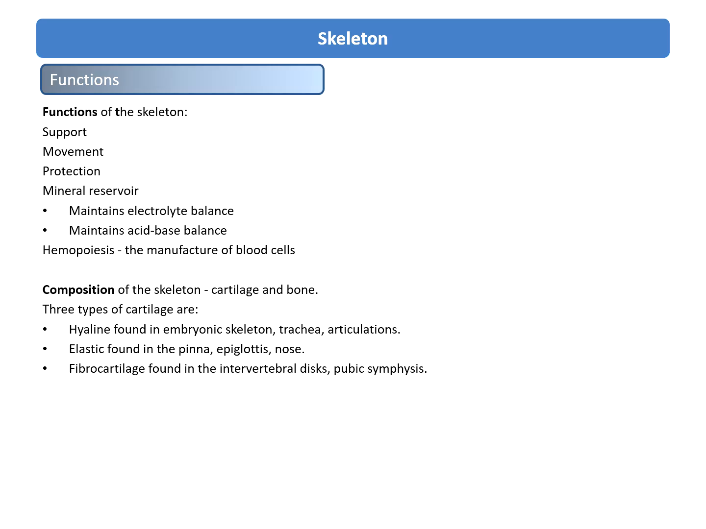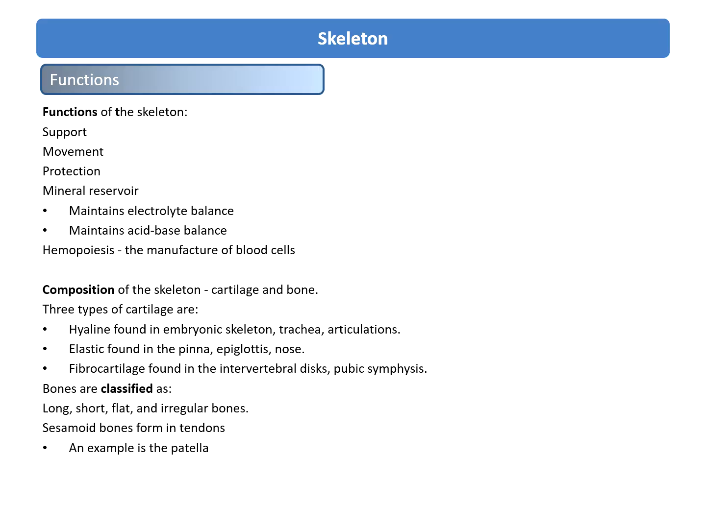Fibrocartilage is a tougher cartilage found in the intervertebral discs between the vertebrae and the pubic symphysis between the two pubic bones. Bones are classified very simply as long bones, short bones, flat bones, and irregular bones. Sesamoid bones are bones that form within tendons. The patella is a normal sesamoid bone.